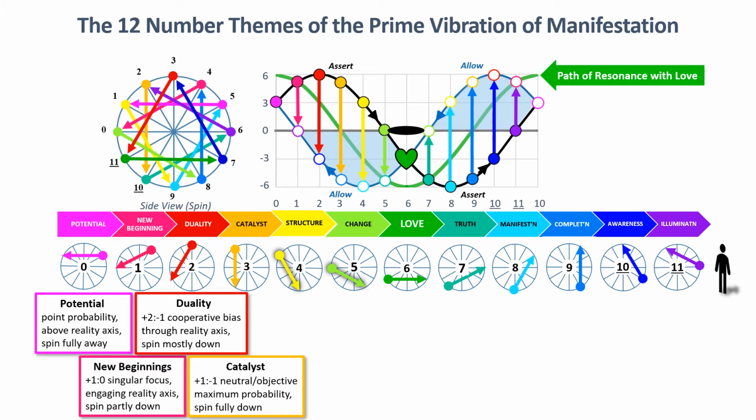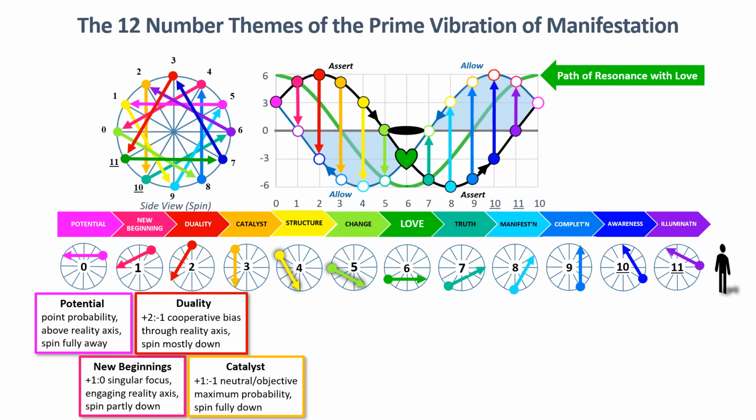The overall range of potential at its greatest anywhere in the cycle, position 3 offers the greatest possibilities for creativity and diversity. Also, the path of resonance falling directly on the neutral reality axis means that it's through a neutral and objective balance between self-expression and going with the flow that most resonates with love.